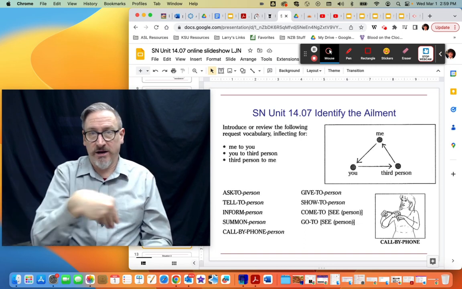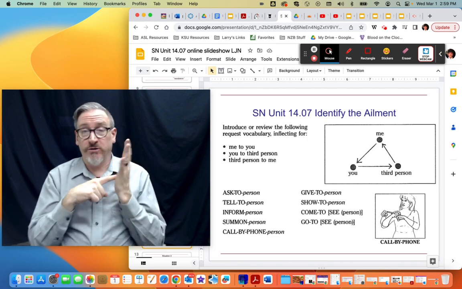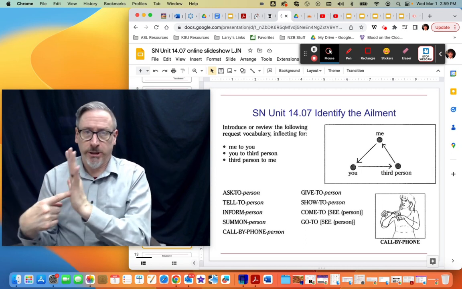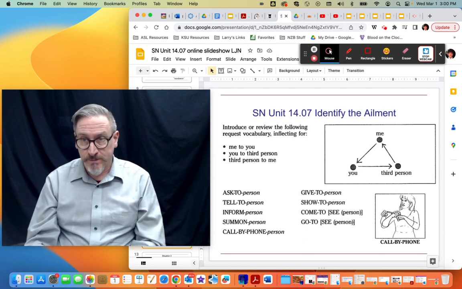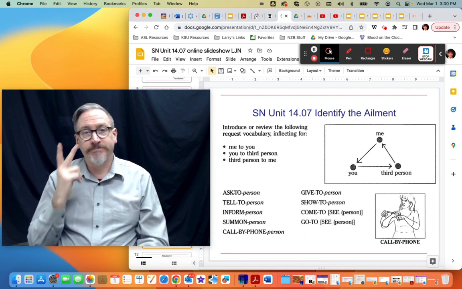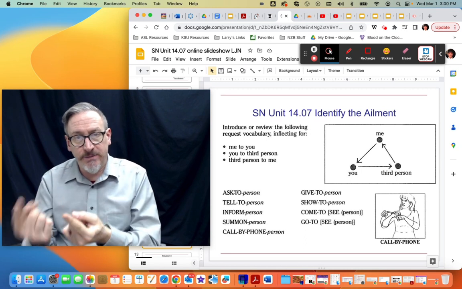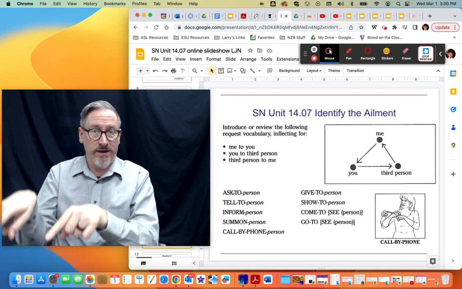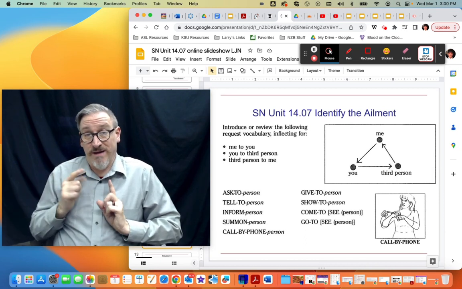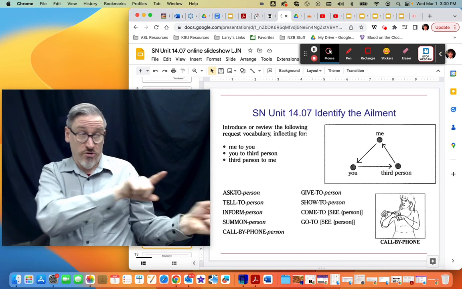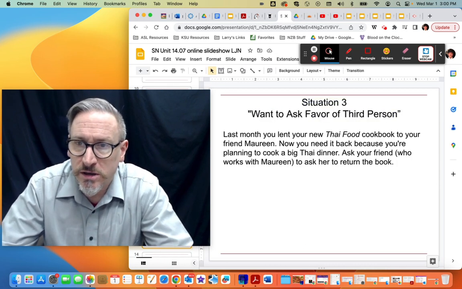Give. Again, that can go in any direction. Exchange, right? Show can go in either direction. Show him. Show her. Shoot. Come. Go. To. And really, it depends. He's coming here. I'm going there. Again, it's the signer's perspective. So I'm going, you're coming. This can be either verb. Cool.